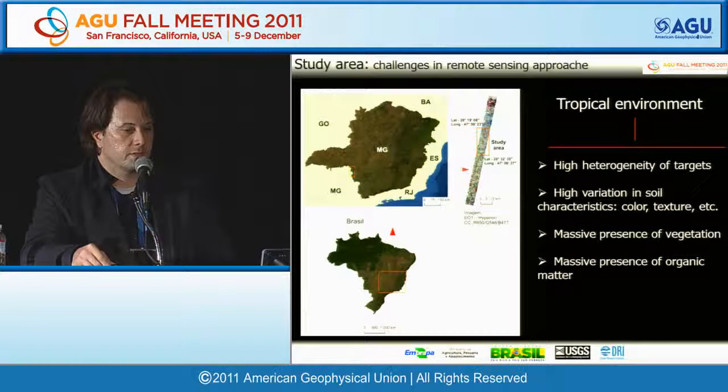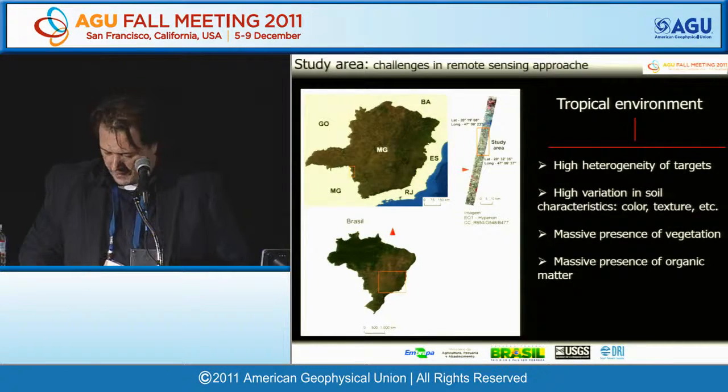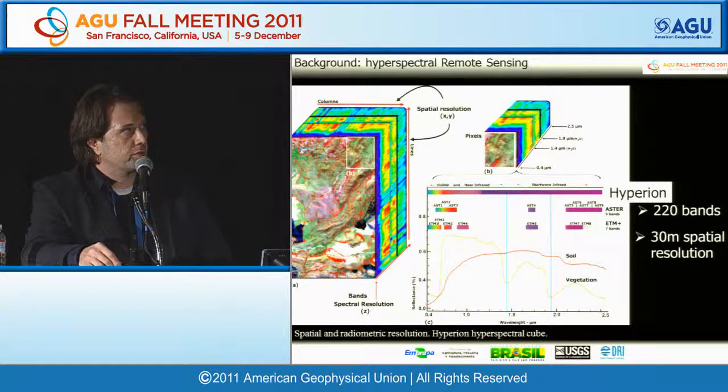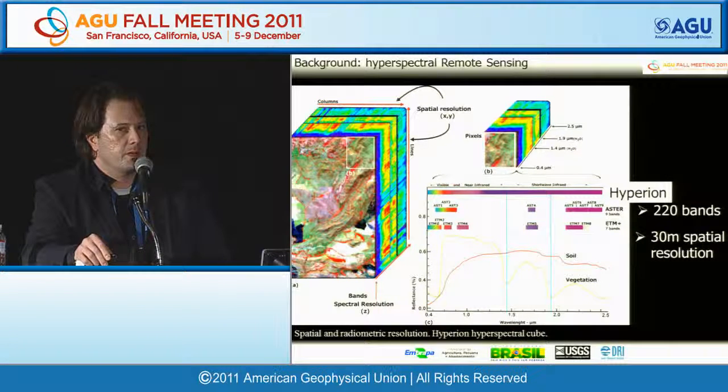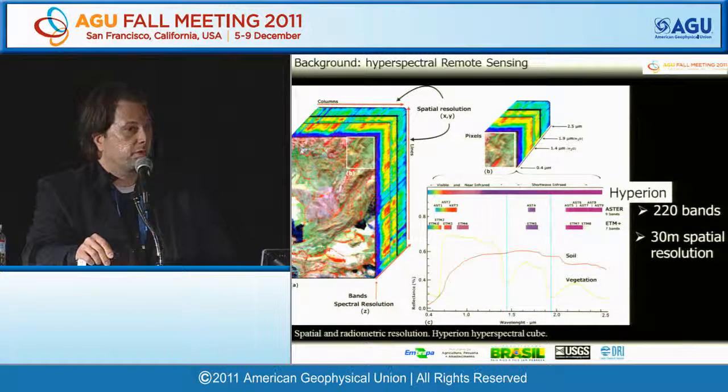Hyperion was launched in 1999. Until now, it is an important experimental hyperspectral sensor, and it is the only orbital hyperspectral sensor working now. When we think about hyperspectral remote sensing, we talk about contiguous bands, around 100 bands. Comparatively, ASTER and ETM have 6 and 9 bands. Hyperion, like AVIRIS for instance, and other hyperspectral sensors, has, in the case of Hyperion, 220 bands.